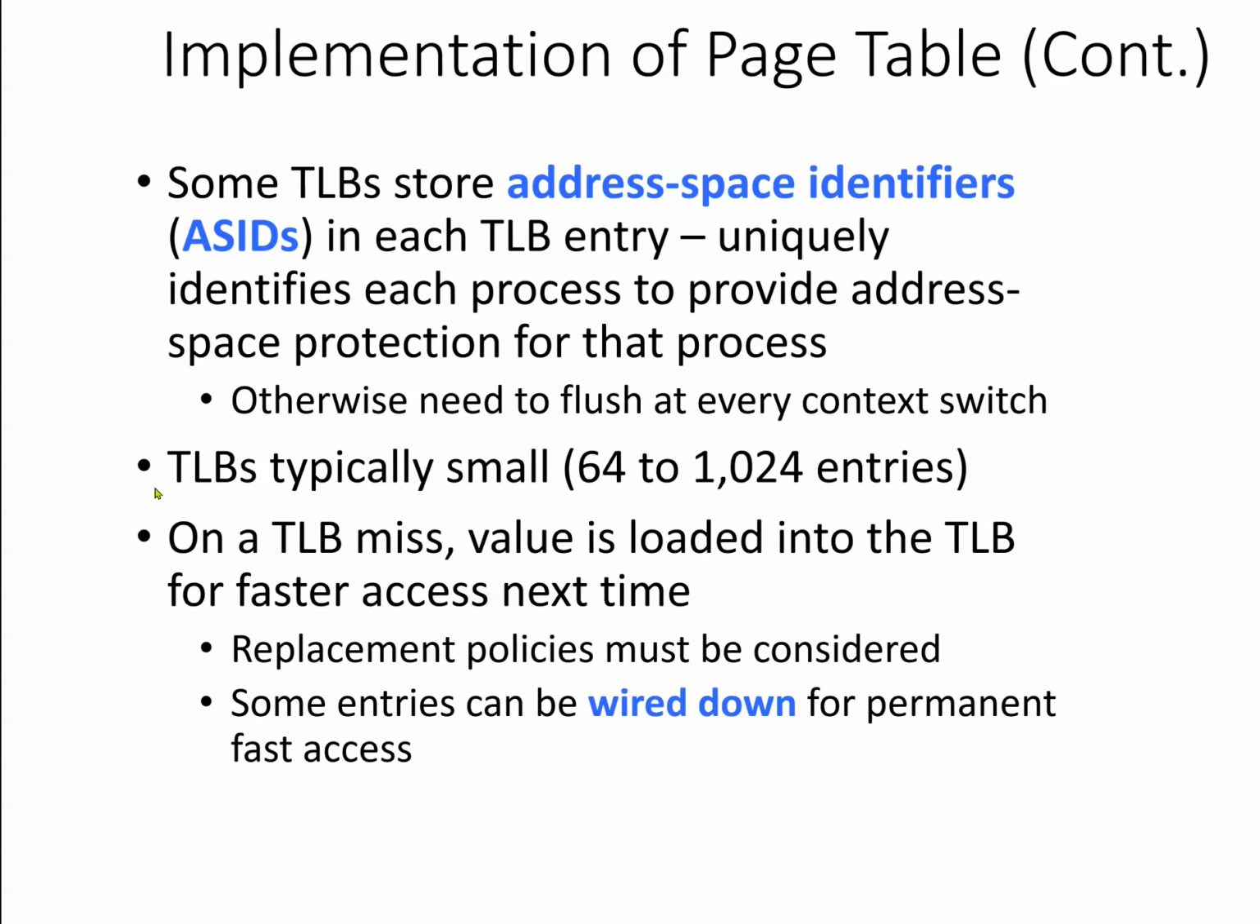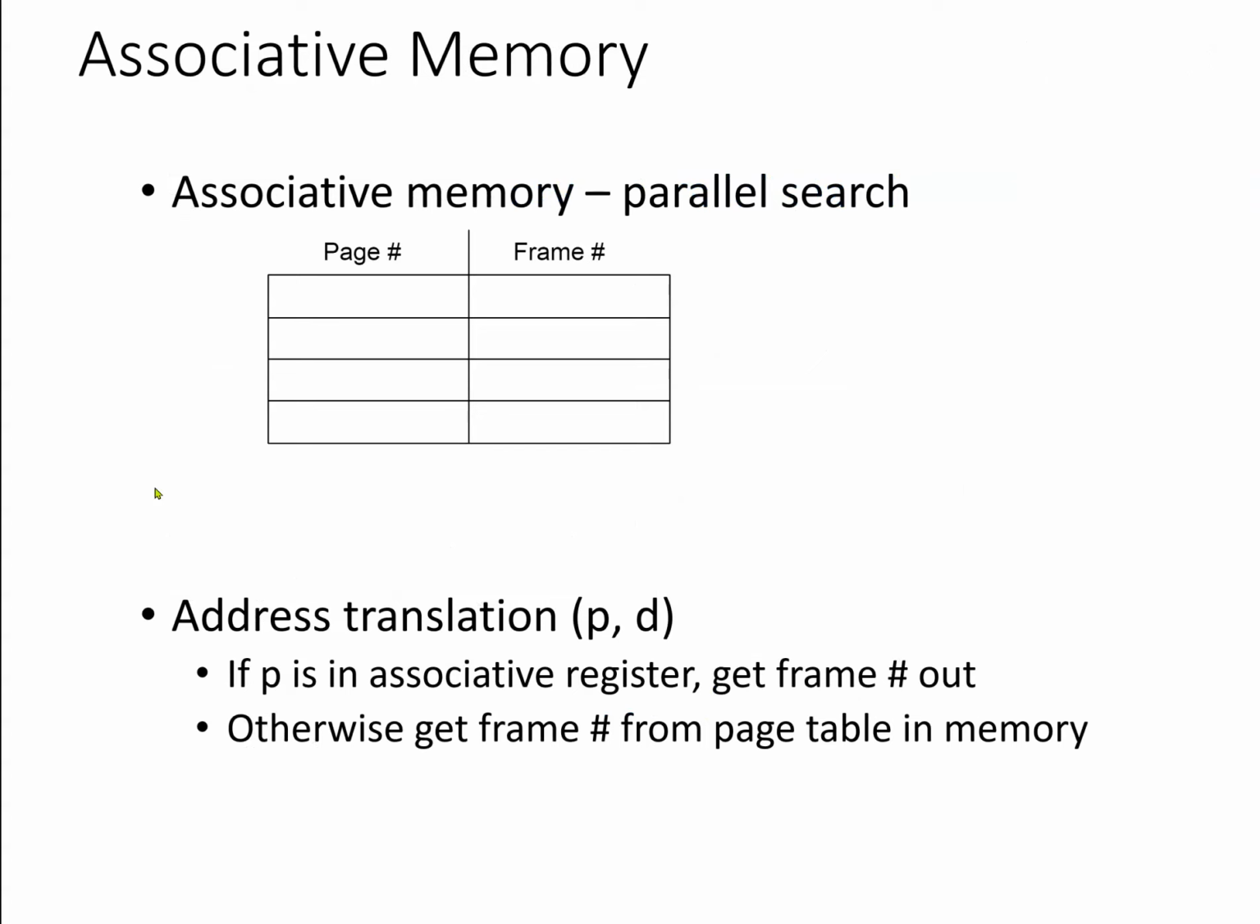TLBs are typically small, around 64 to 1024 entries. On a miss, the value is loaded into the TLB for fast access next time. Replacement policies must be considered. You can lock some entries down for faster access. Associative memory is a parallel search. Instead of searching one memory at a time, it searches all of them at once. However, it is considerably more expensive.